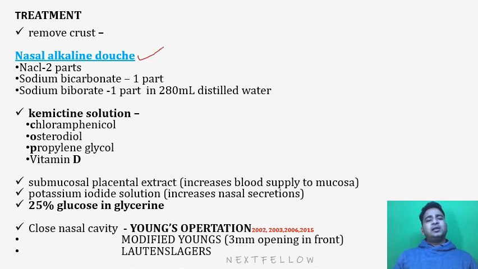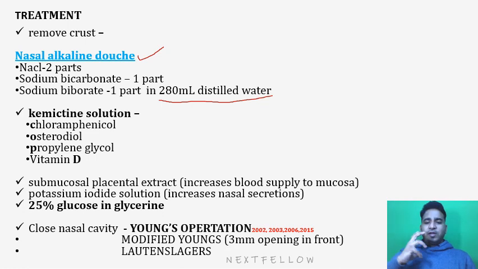So what is this nasal alkaline douche? It is generally prepared by mixing in the ratio 2:1:1. So sodium chloride is in 2 parts, then comes sodium bicarbonate and sodium biborate. These are all 1 part each. So 2:1:1, sodium chloride, sodium bicarbonate and sodium biborate, and mix all these three into 280 ml of distilled water, and this will form the nasal alkaline douche.